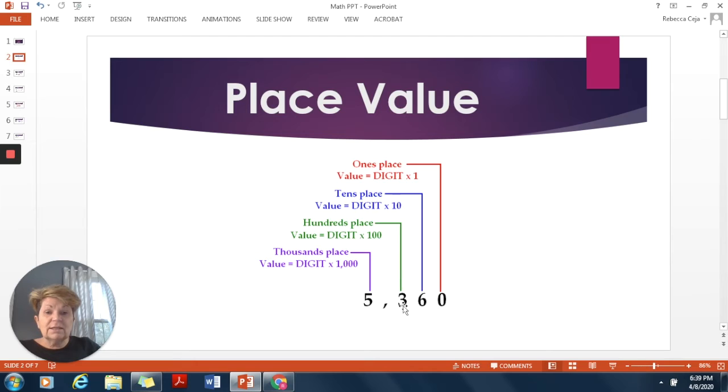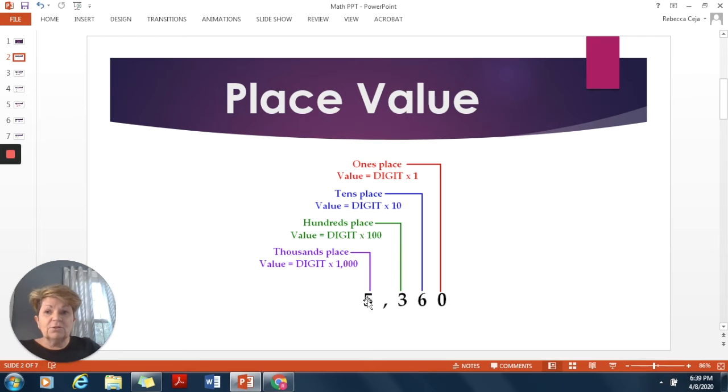Then our next place value over is the hundreds. So this is the equal of hundreds. It would be 3 100s. And then a very large number of 5 being in the thousands place. So this is equal to 5 1000s, which gives us 5,000.